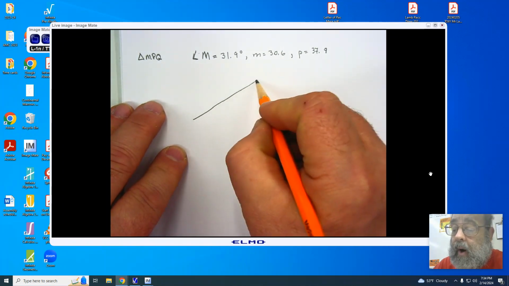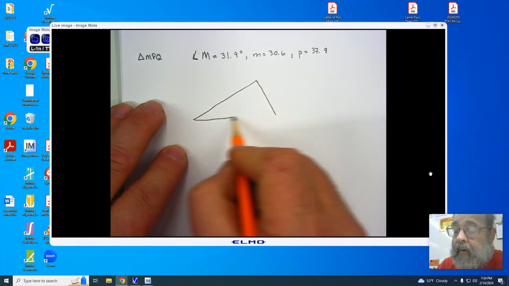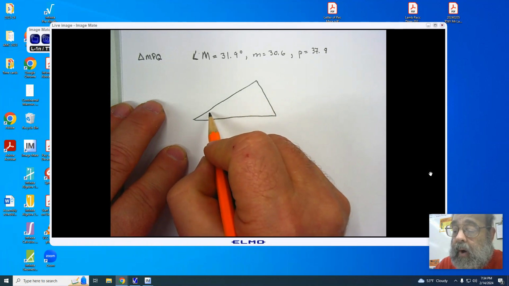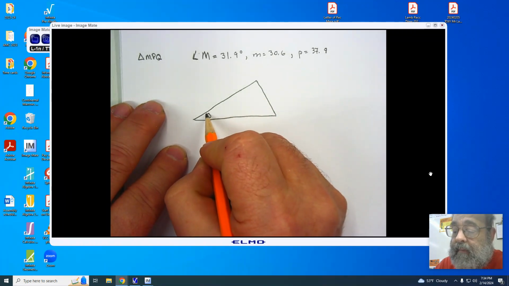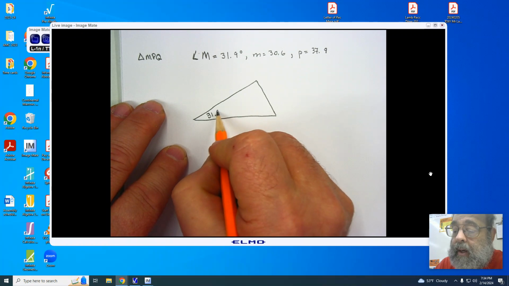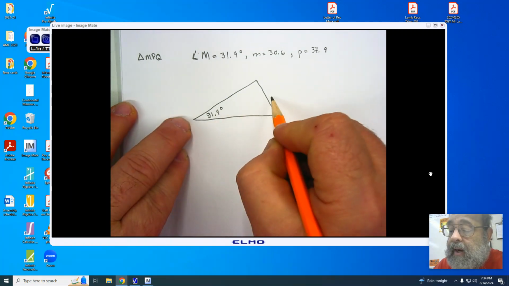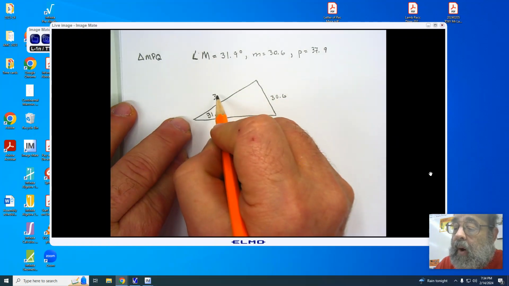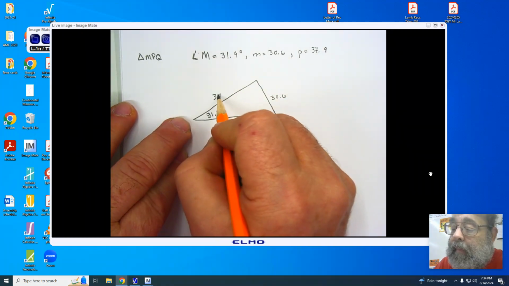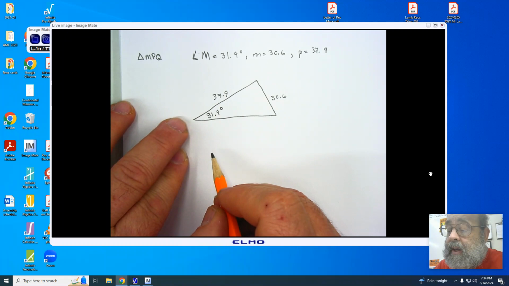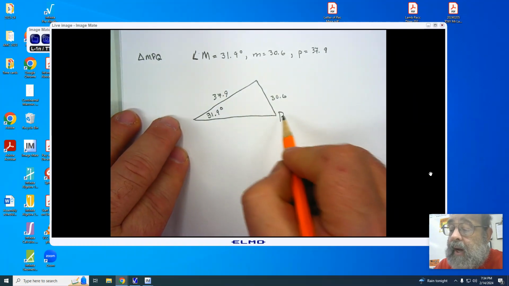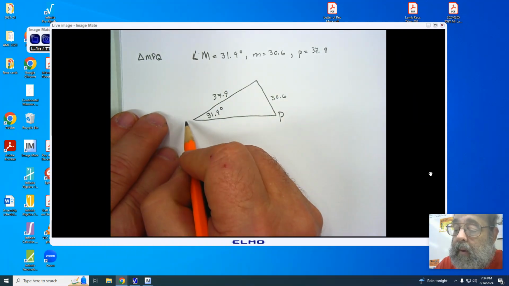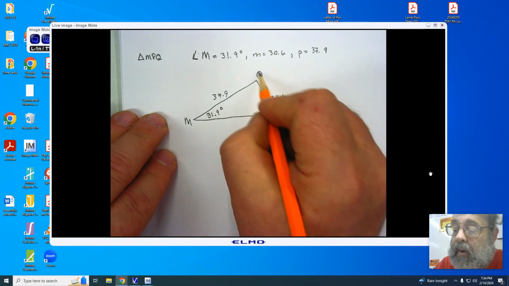I'm going to draw my triangle the way I've asked people to do it over again. You always want to put your acute angle in the bottom left. Call it 31.9 degrees. Opposite that angle is 30.6. And then we have the side that will go up, slanting upward. This allows us to find our height easily. We're then going to call this side angle P, M, and angle Q.